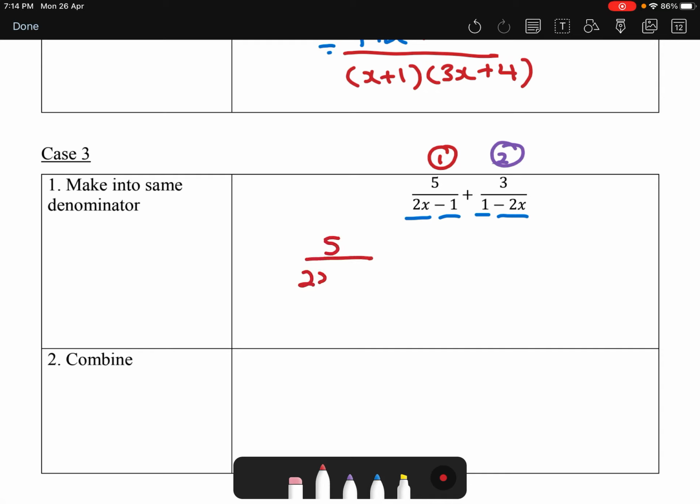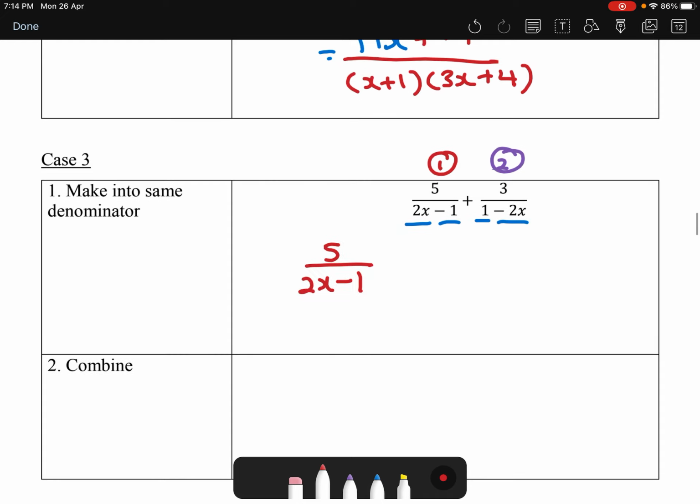So I just write the first term here, 2x minus 1, with a plus here. For the second term, how do I make the denominator into 2x minus 1? You simply factorize out minus 1. So put a bracket, minus 1. When I factorize out minus 1, for 1, I factorize out minus 1 is minus 1. For minus 2x, I factorize out minus 1 is plus 2x. The 3 just put on top.